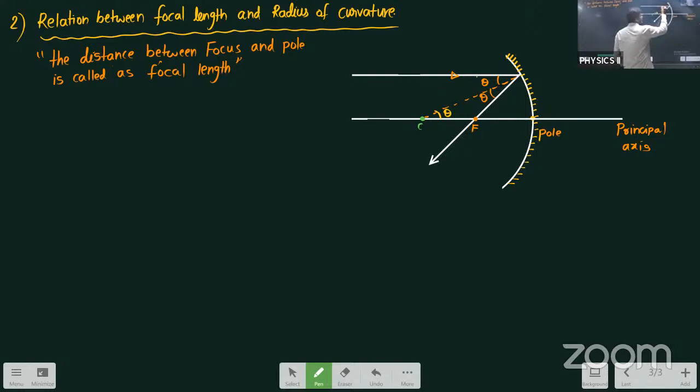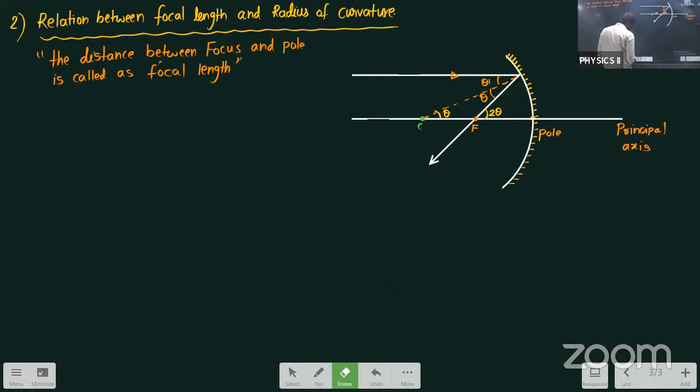What is this entire angle? This entire angle will become 2 theta. So what will be this angle? This angle will become 2 theta. I hope you are getting this. So here this angle is theta, and this angle will become 2 theta, because this entire angle is 2 theta. Here, if this angle is 2 theta, then this angle will also become 2 theta.